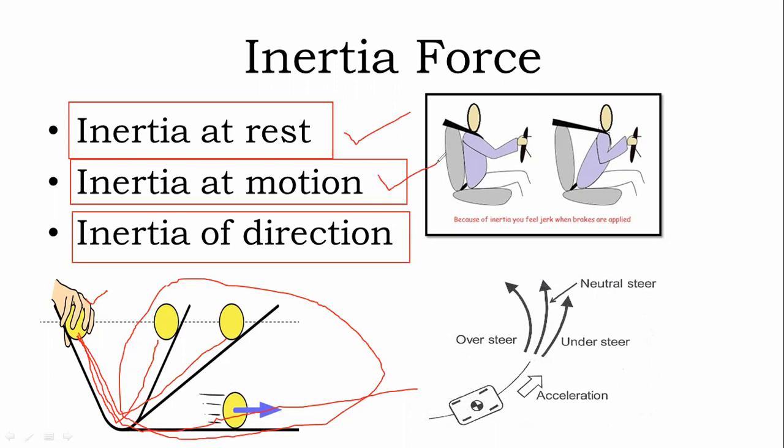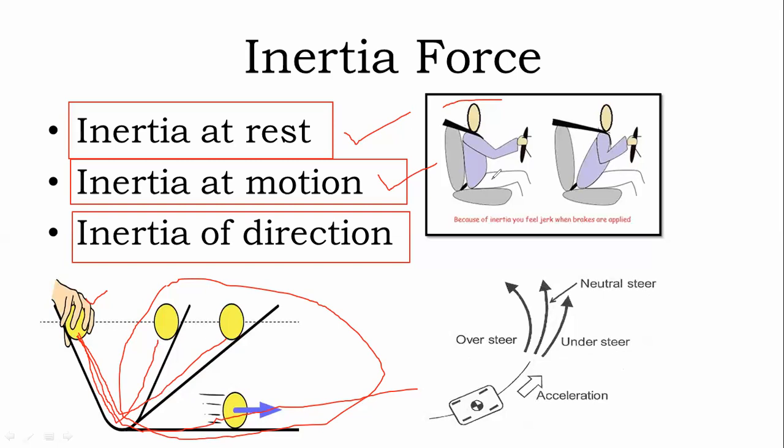So, inertia at rest. Now take an example. You people are sitting in a vehicle. Suddenly the driver accelerates the vehicle. When he accelerates, while you are sitting at rest, you feel a sudden jerk, which means you lean a little backward. And a similar example is inertia at motion. When the vehicle is moving at constant or higher speed, if the driver suddenly applies the brakes, we move a little forward.